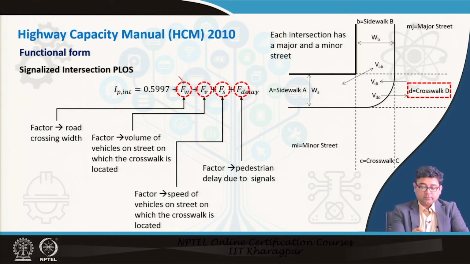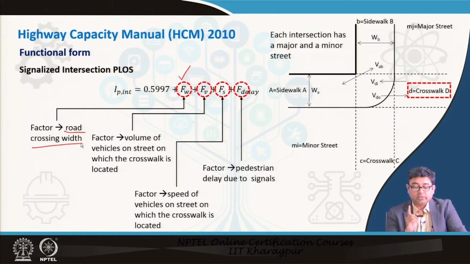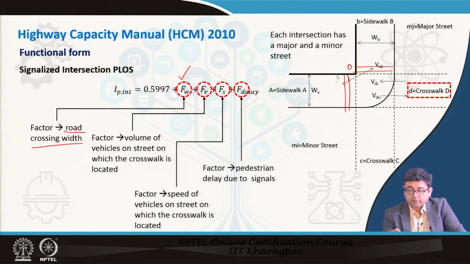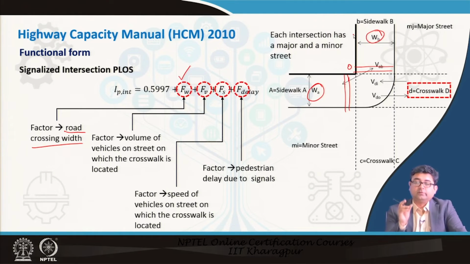So, the first element, which is FW, is a factor which denotes the road crossing width. So, the width of the road that you will be crossing. There may be crosswalks on both sides. If you are here, you may want to cross either this street or this street. So, if you are crossing this road, what is the width? If you are crossing this road, what is the width? So, that is a factor. If the width is small, your pedestrian level of service score will be different, whereas if the width is large, your pedestrian level of service score may be different.